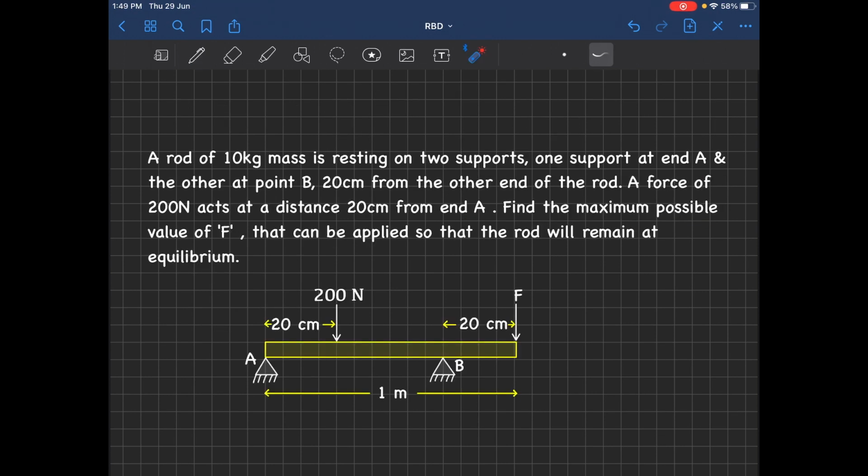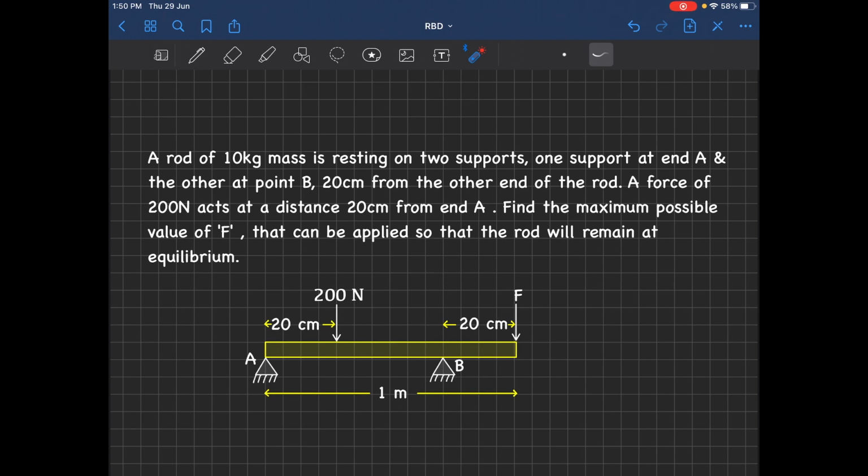This is equilibrium problem 2. A rod of 10 kg mass is resting on two supports, one support at end A which is this end and the other at point B, 20 centimeter from the right end. Now a force of 200 Newton acts at a distance 20 centimeter from end A right here. Find the maximum possible value of the force A which is acting at the right end, such that the rod will remain in equilibrium.